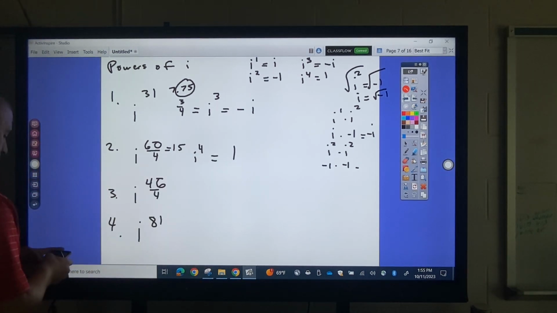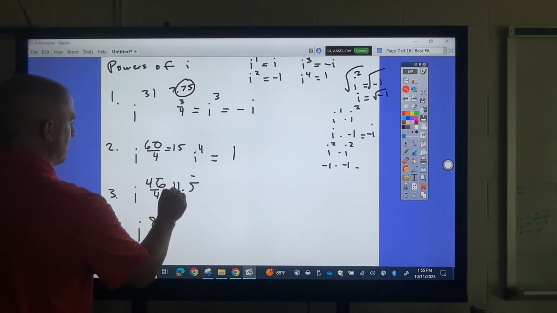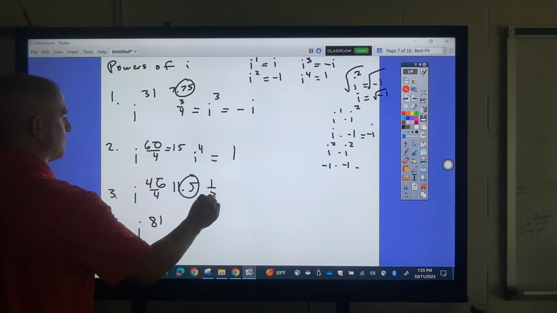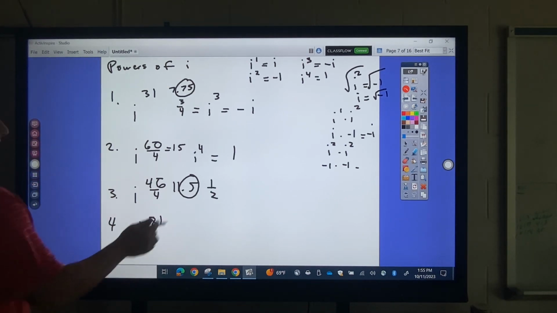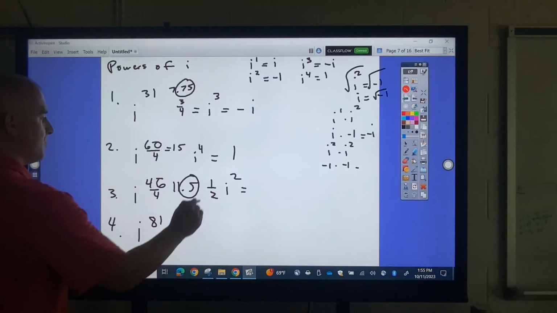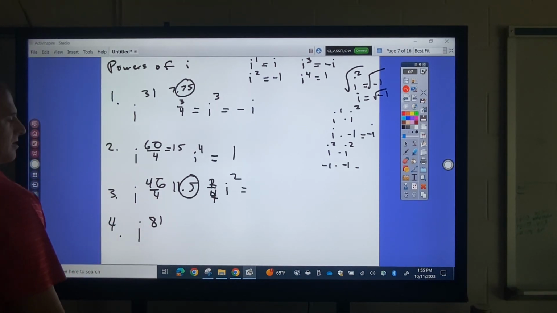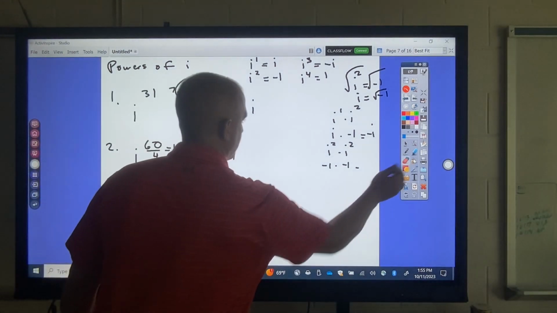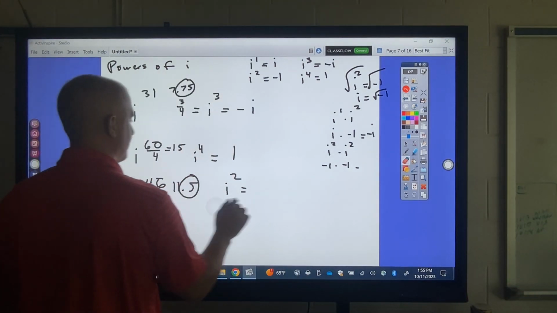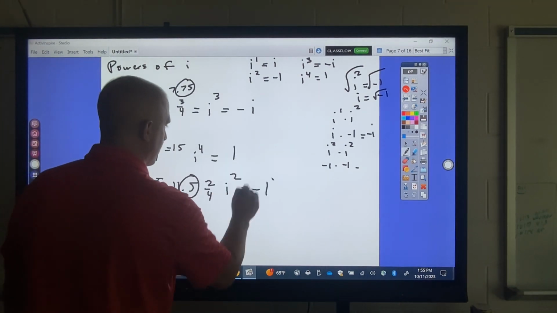46 divided by 4 is 11.5. Well, what is that? What is 0.5 as a fraction? That's 1/2. So that's going to be i to the second. I'm sorry, or 2/4 is probably a better way to look at that. That's 2/4. Let me clean that up a little bit. Okay, that's 2/4, so i to the second, which is negative 1.